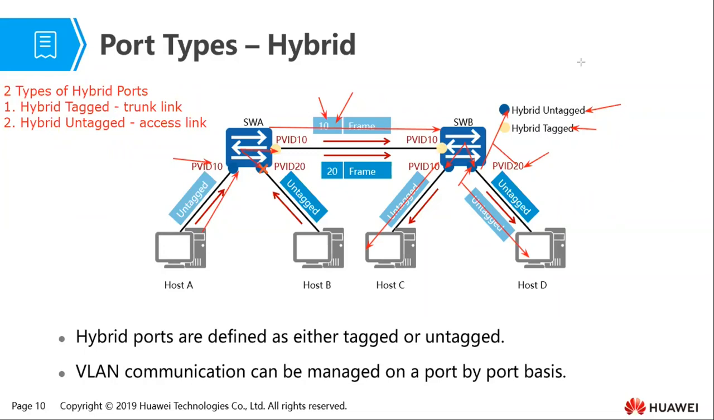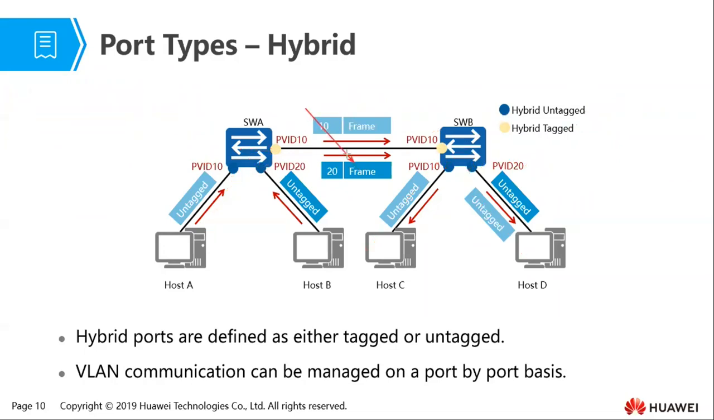So again, here are the differences. The first one: a hybrid tagged port, unlike the trunk port, is able to carry tagged frames that match the PVID of that particular port. Then the other difference is that its main difference with the normal access port is that it is able to process frames from other VLANs, when configured to do so. So we're going to see that again when we do the lab.